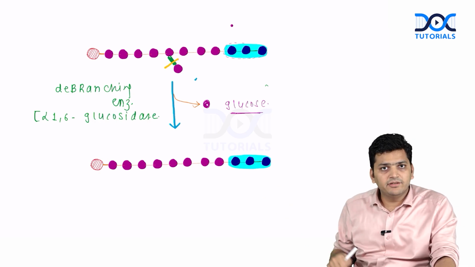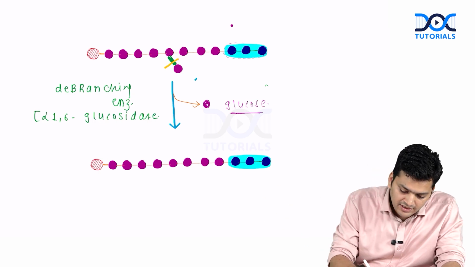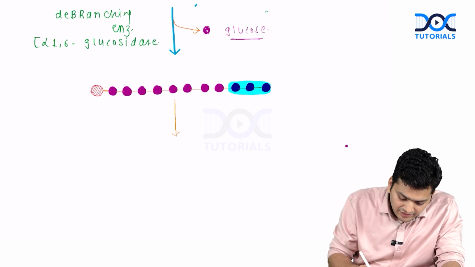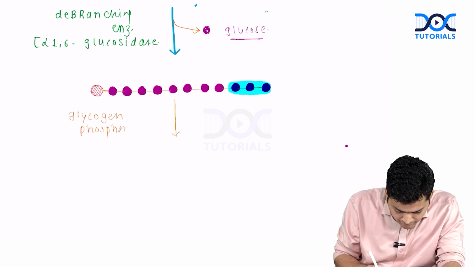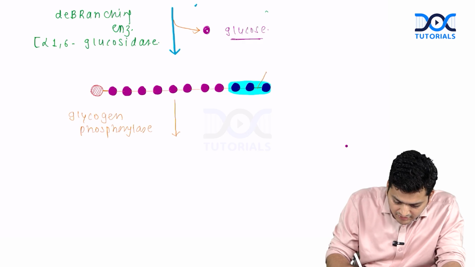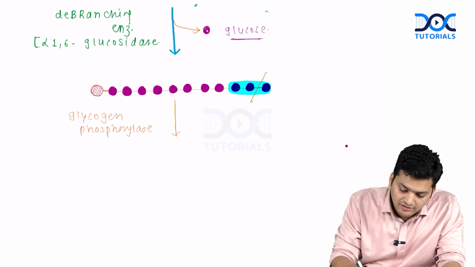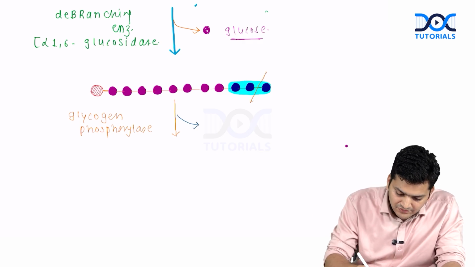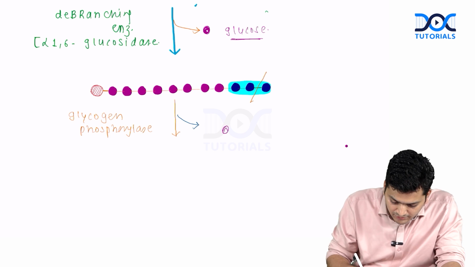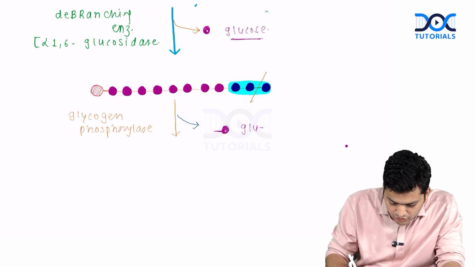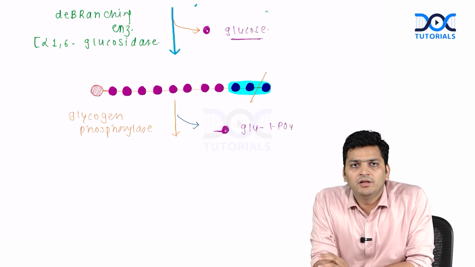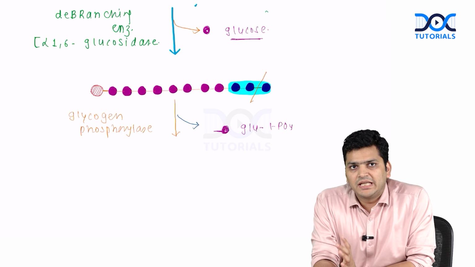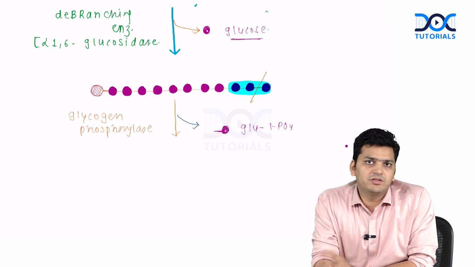Now again you have the linear sequence, and once you have the linear sequence, which enzyme will come and start cutting again? The glycogen phosphorylase. The glycogen phosphorylase will start cutting the molecule, and again these molecules will start coming out. And these molecules which are going to come out, will they be in the form of glucose or glucose 1-phosphate? Glucose 1-phosphate. Only when you cut from the branching point, the molecule that comes is glucose. Otherwise, the molecule that is coming out is glucose 1-phosphate.